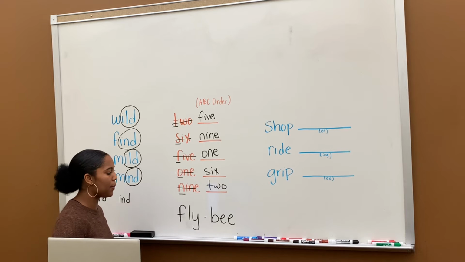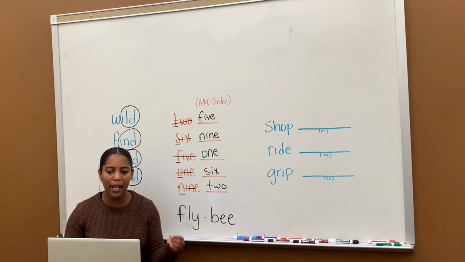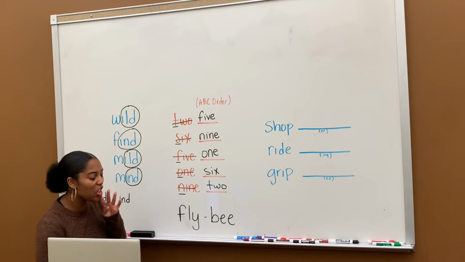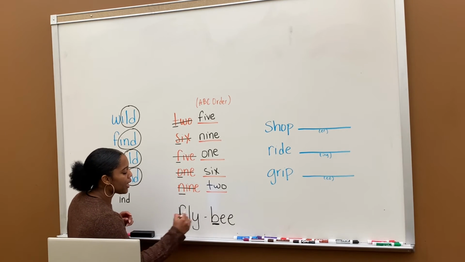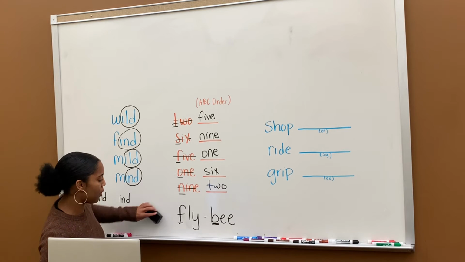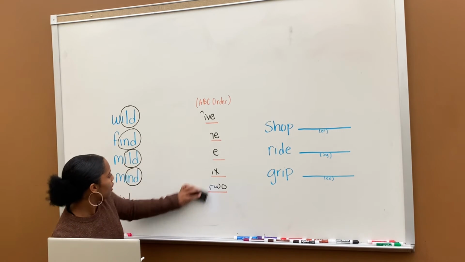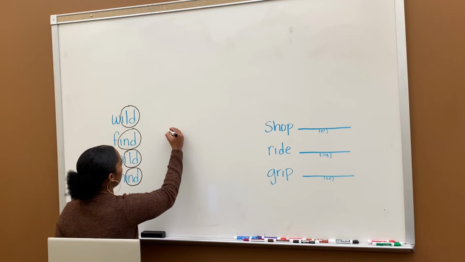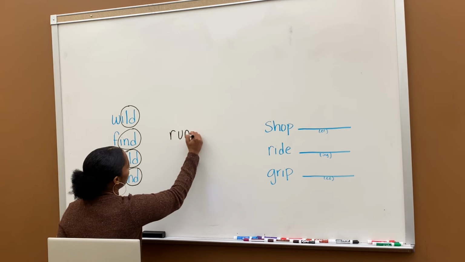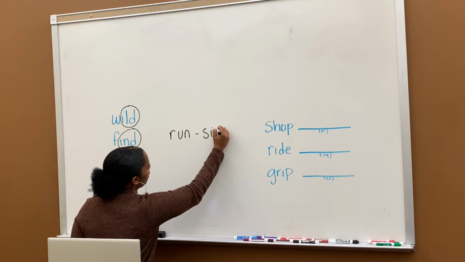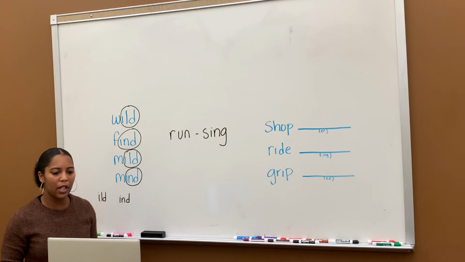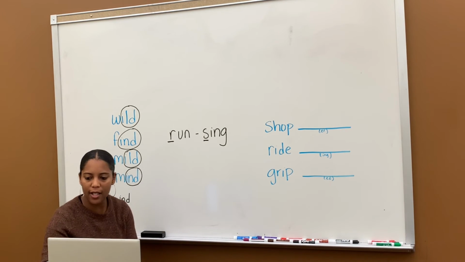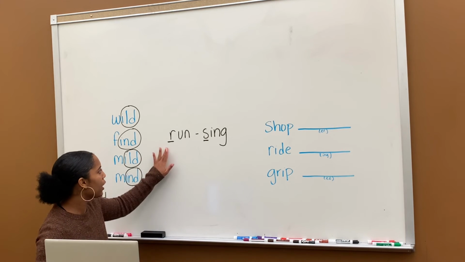B. Yes, because when we say A, B, B comes before F. Okay, so we have to make sure to look at the first letter. B comes before F, so B would be first if we put them in ABC order. Okay, what about these two words? Which one would come first? Look at the first letter only. Say your ABCs to yourself. Which letter comes first?